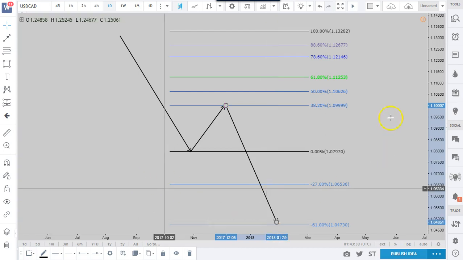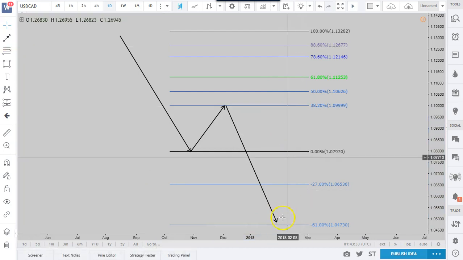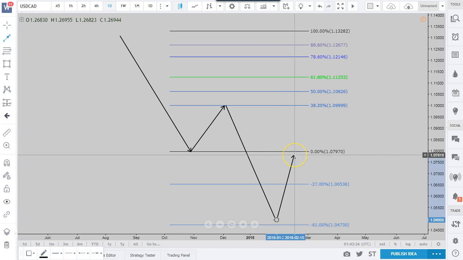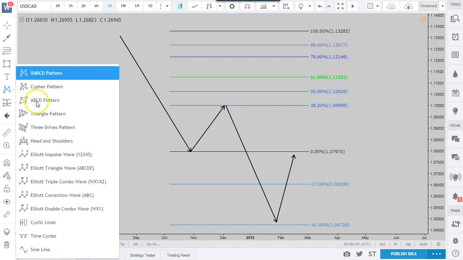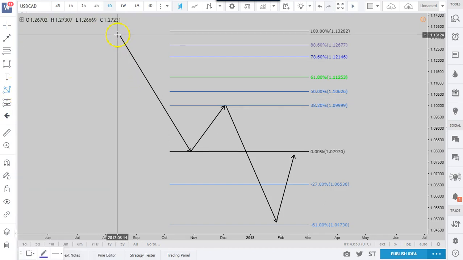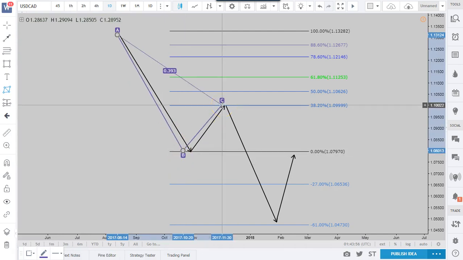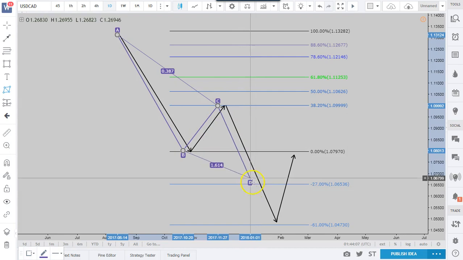And then if price should go to these extension levels, you expect price to rally up, because the ABCD move is complete. This is the ABCD move. This is the ABCD pattern. We have the A, and then we have the B, at this 0.382 retracement level, and then we have the C, and then we have the D. ABCD.